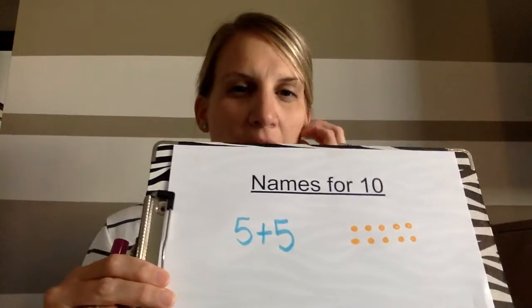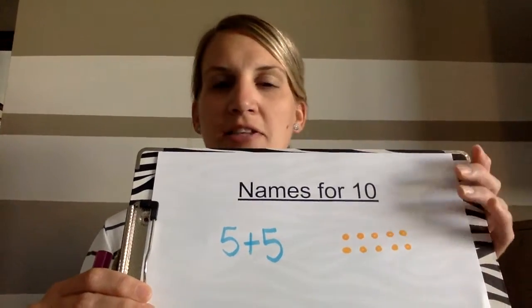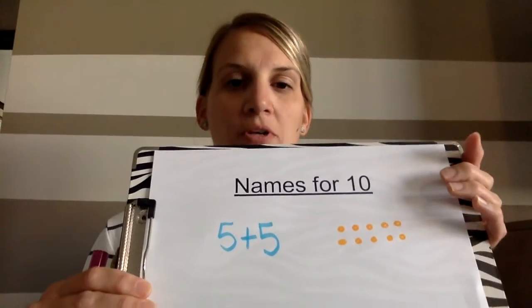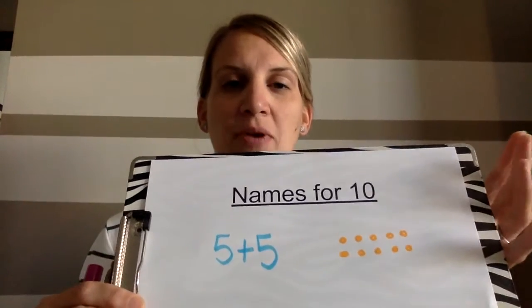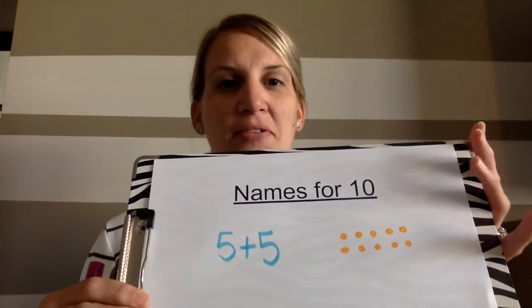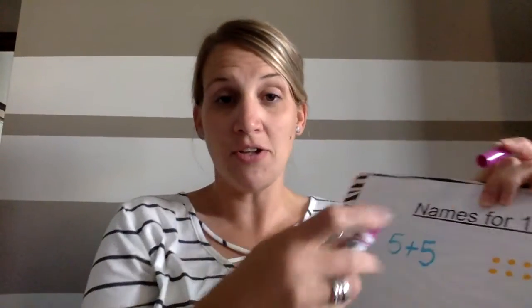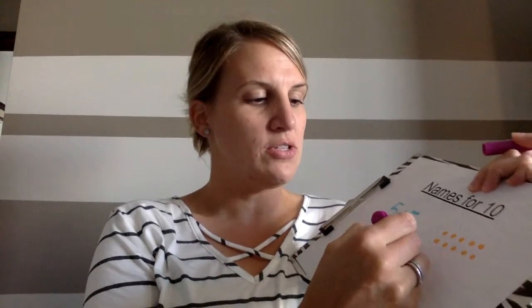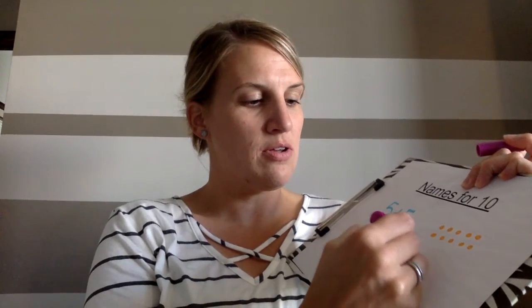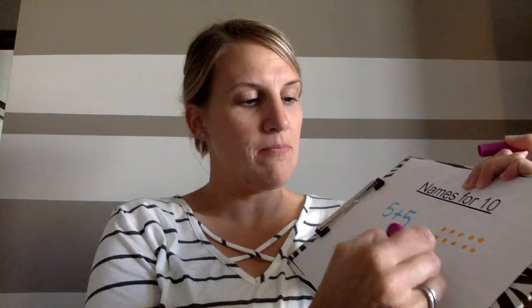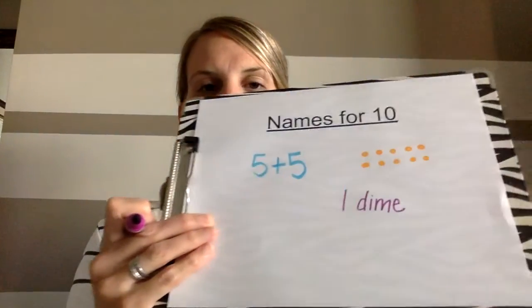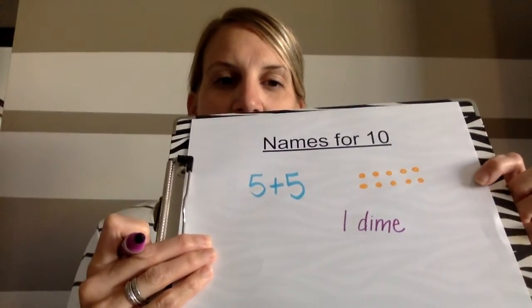Another way that I use numbers in my world, and that some of you have told me you use numbers in your world, is with money. And so when I think about 10, I also think about a dime. So wouldn't one dime also have the value of 10? So I'm going to use one dime as another way to represent the number 10.